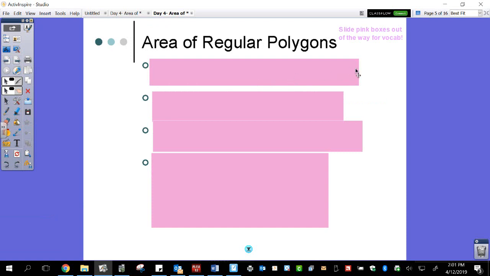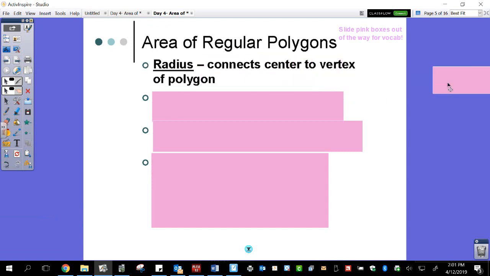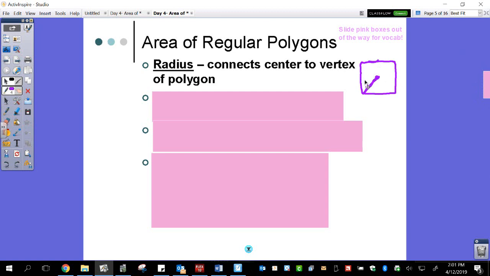The first thing you need to know is a radius connects the center to the vertex of the polygon. What that means is, I'm going to use a square as an example. If I have a square and I have the center, my radius would be connected to the corner. That's a radius.